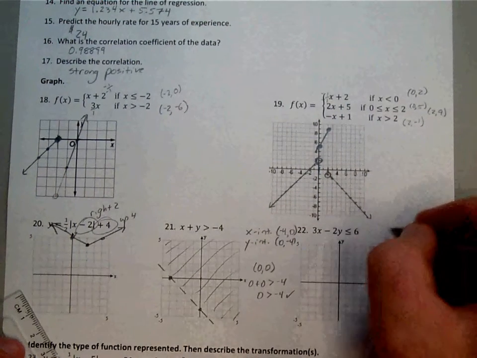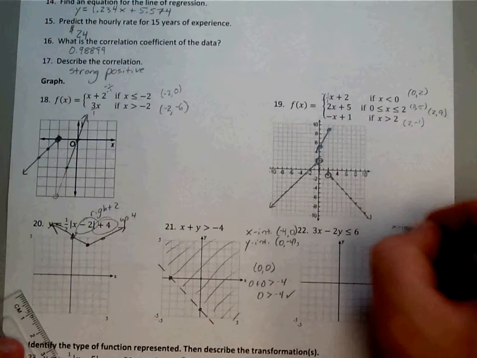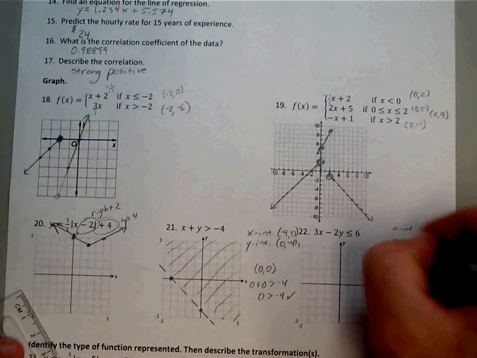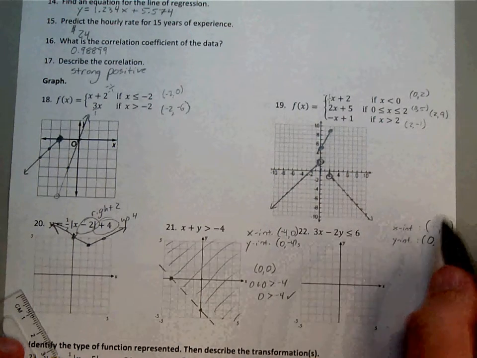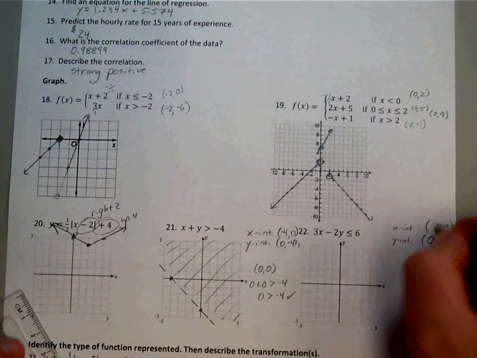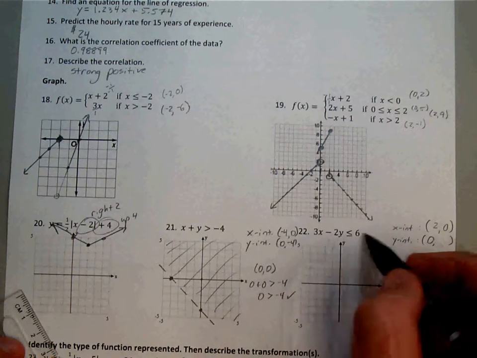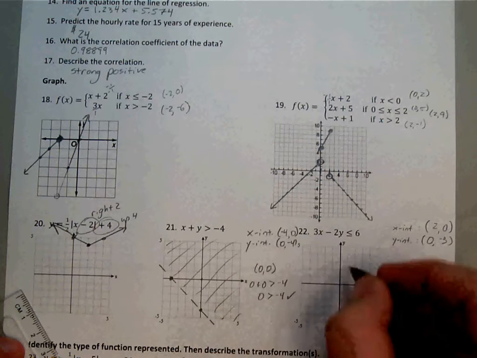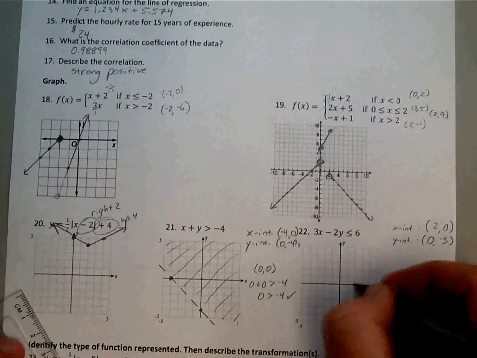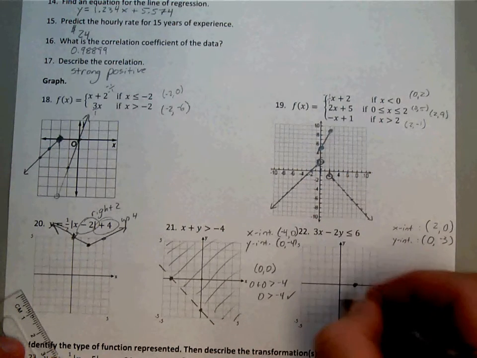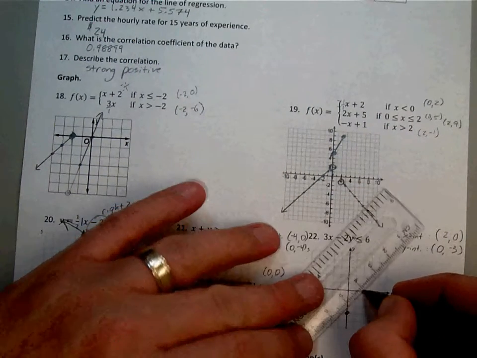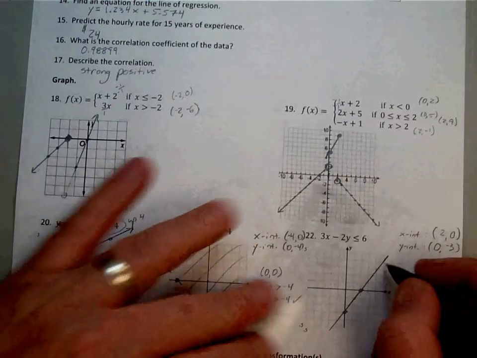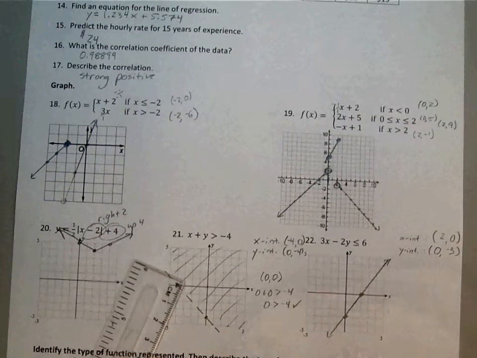Number 22, it's also in standard form. So let's find our intercepts again. Plug in 0 for y, 3x is 6, so we get 2. Plug in 0 for x, we get -2y is 6, so we get -3 for y. X-intercept of 2, y-intercept of -3. This time it is a solid line, because it's equal to. So draw a solid line.